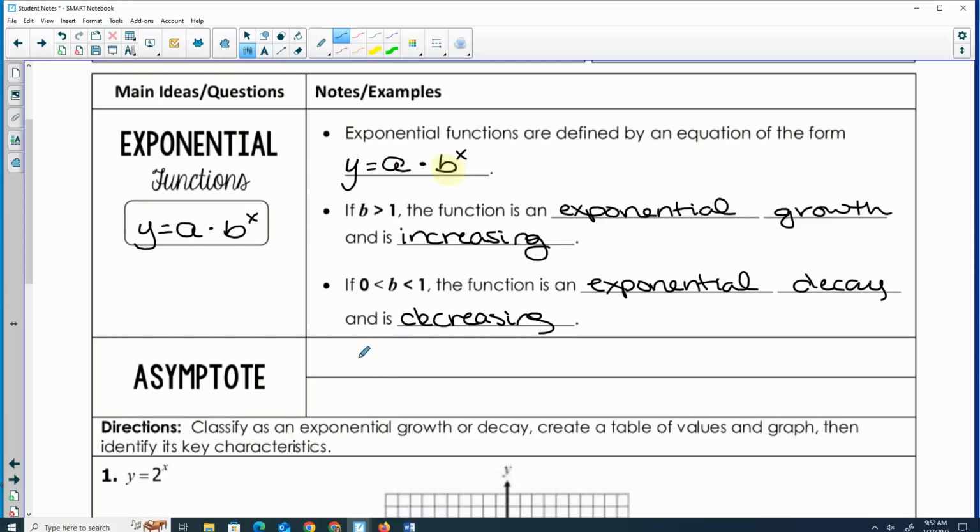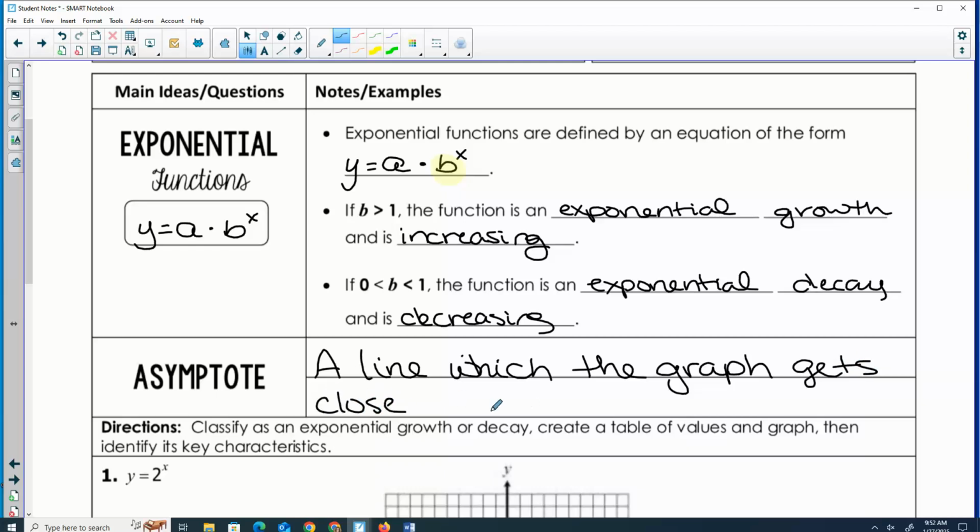An asymptote, we'll start seeing those on our graphs today. An asymptote is a line which the graph gets close to but does not touch. So we'll see our graph getting closer and closer to this line, but it won't ever actually hit it.